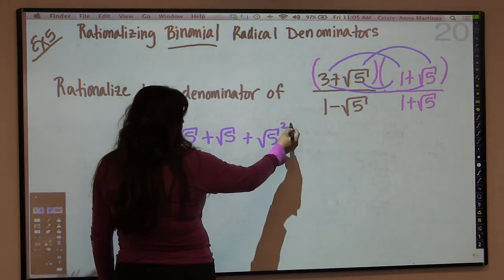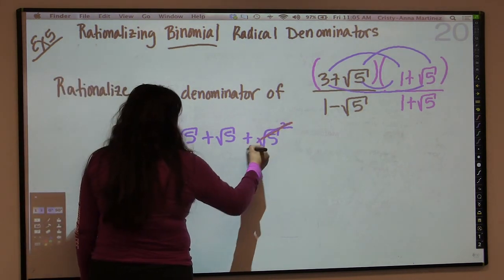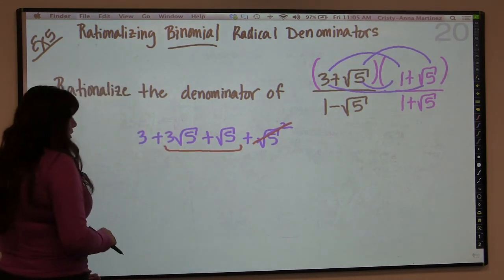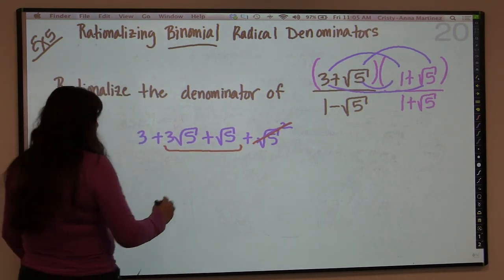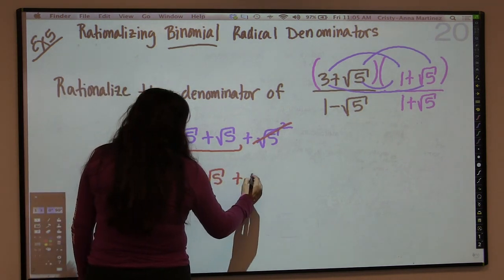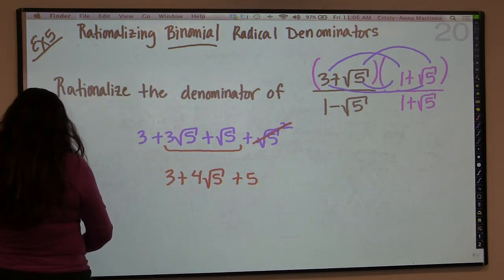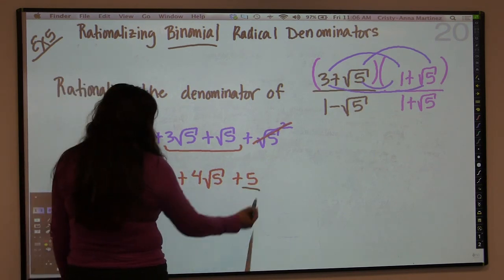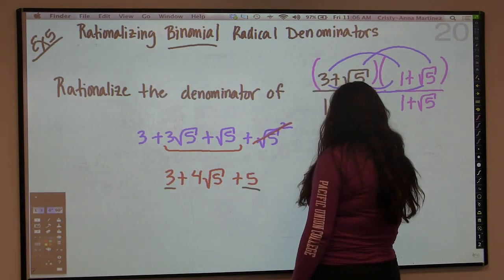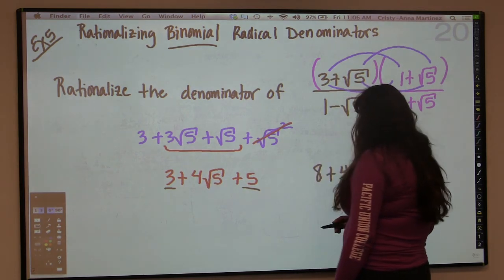Okay, so the root 5 squared is going to cancel. We've already talked about that. Here we're going to have like radicals. So 3 root 5 plus 1 root 5 is 4 roots of 5. Plus the 5 here, and of course you had a 3 in the beginning. And now I'm going to combine my 3 and my 5, and on top I'm going to have 8 plus 4 root 5 on the top.